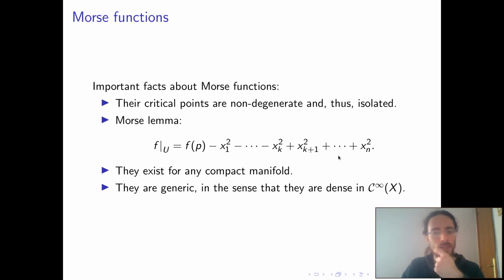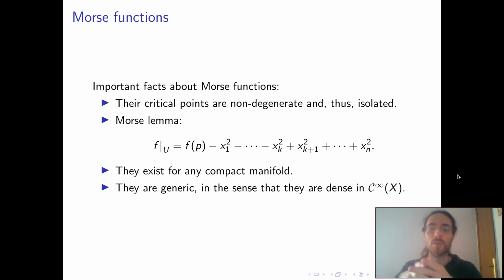I think that in a video by Eva, you have seen the proof that Morse functions are not rare, in the sense that you can always find a Morse function for a given compact manifold, and even that they do not only exist, but they are dense in the set of smooth functions. So you can always find a Morse function which is arbitrarily close to a given smooth function.